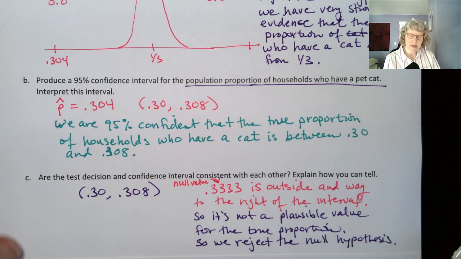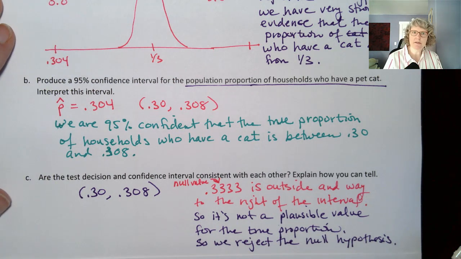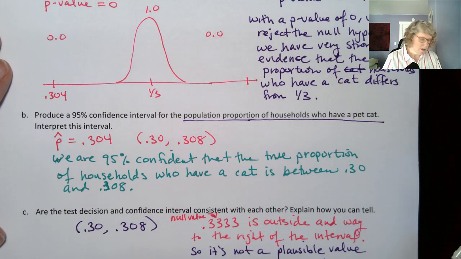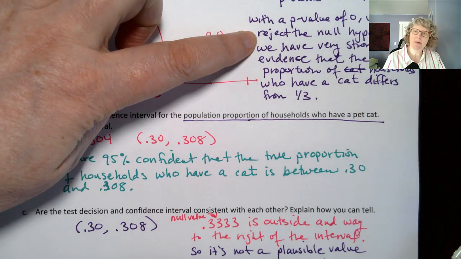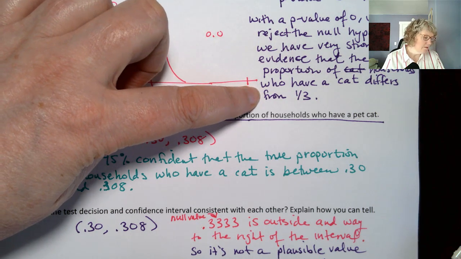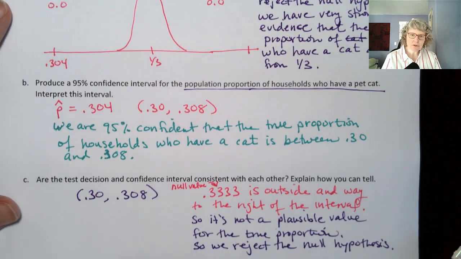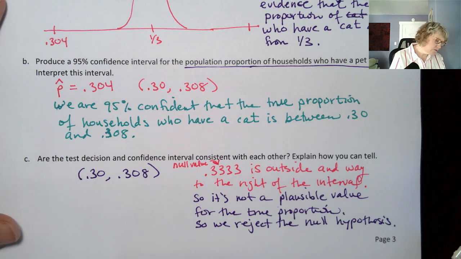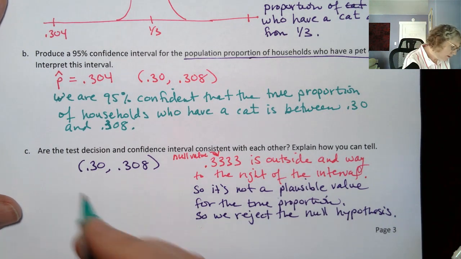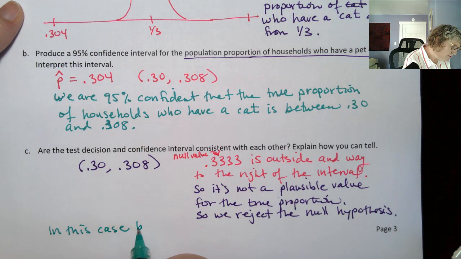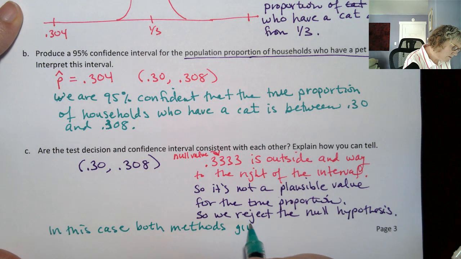Does that match what we said with our hypothesis test? So earlier we said with a p-value of 0, we reject the null hypothesis. We have very strong evidence that the proportion of households who have a cat differs from 1/3. So these match. In this case, they won't always match, but in this case they do match. So I'm going to write that. In this case, both methods give the same conclusion.